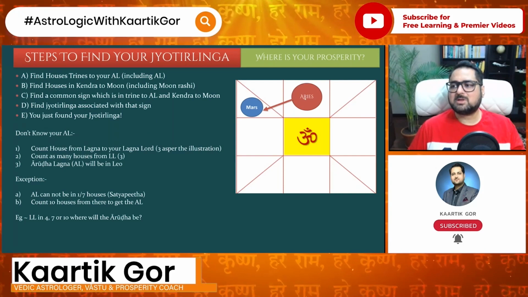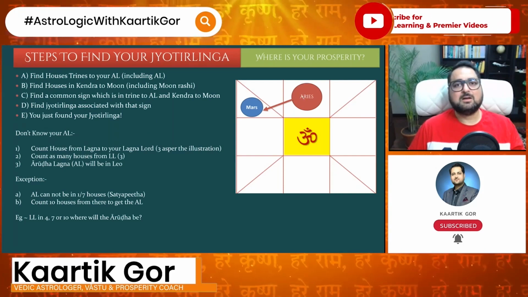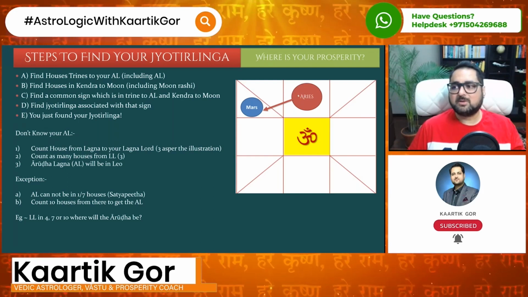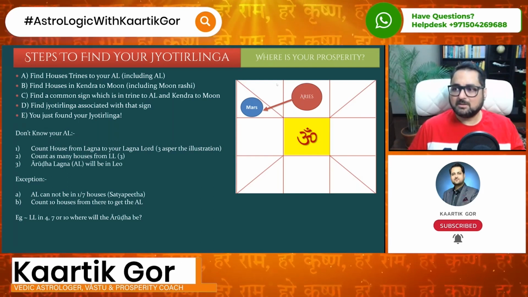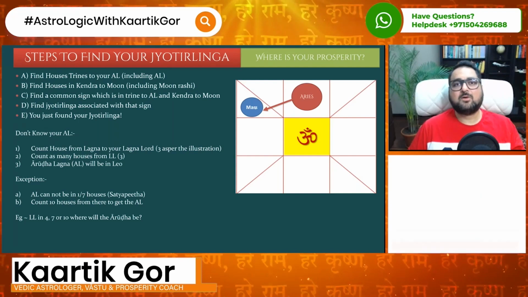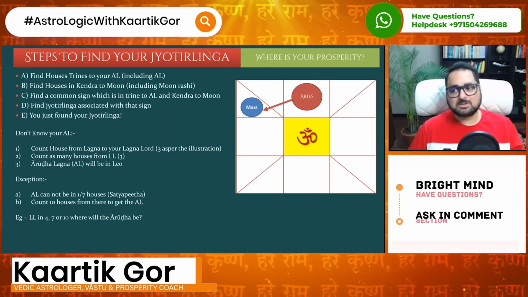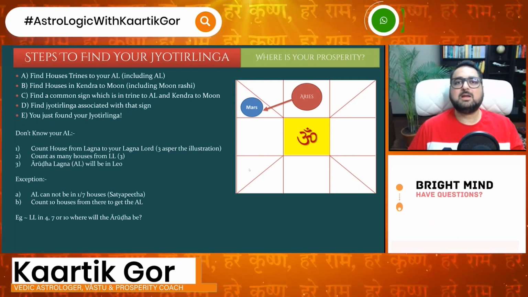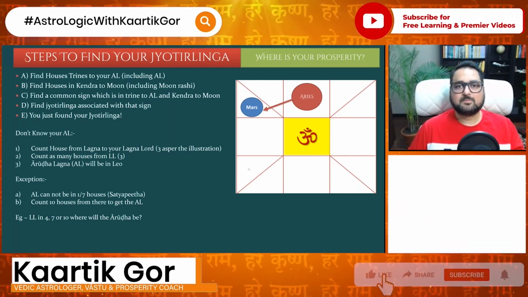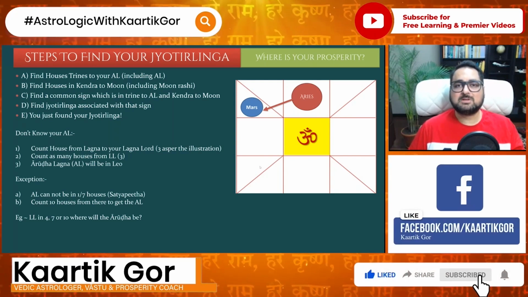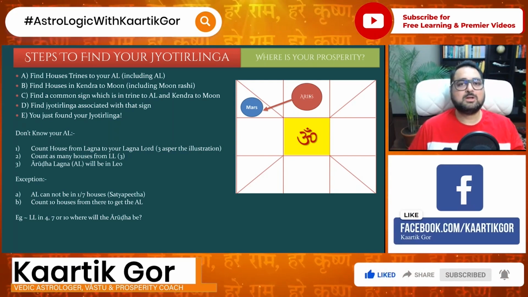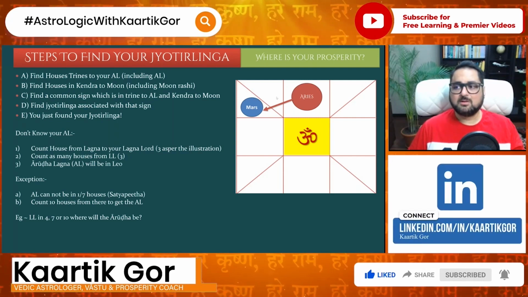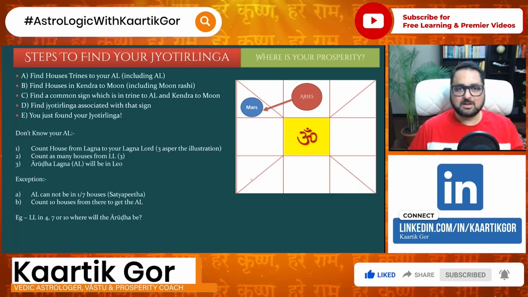First and foremost, I need to find from my Lagna where my Lagna Lord is. It has gone to the third house. So we'll count the houses 1, 2, 3, and from there you have to count as many houses, 1, 2, 3. So my Aruda Lagna will be in Leo. Now this is a very important step: you all know what your Lagna is, you all must know where your Lagna Lord is going, and then find out where your Aruda Lagna is going.